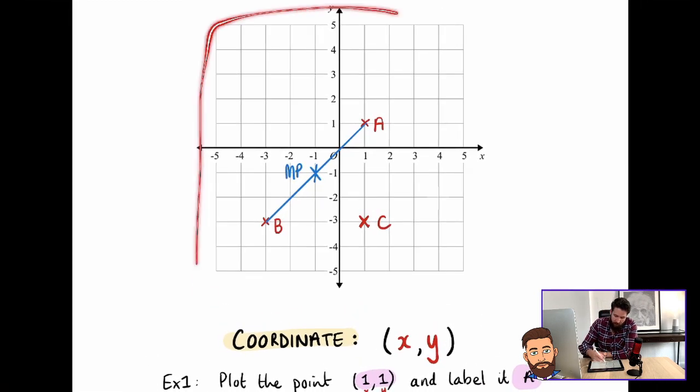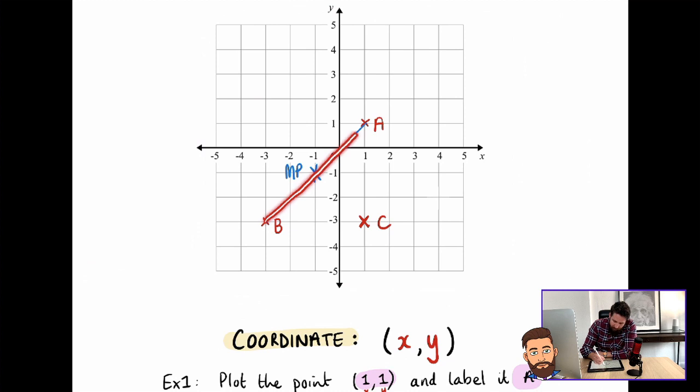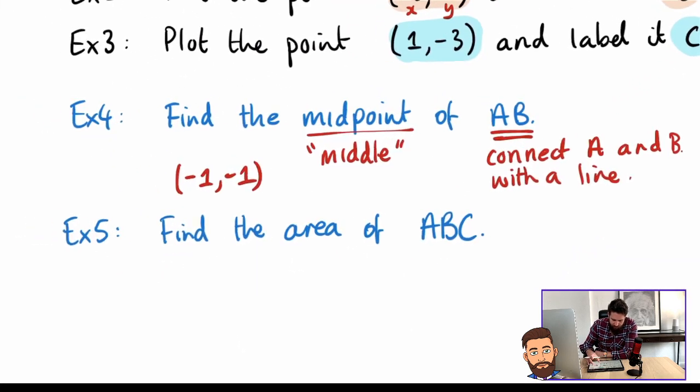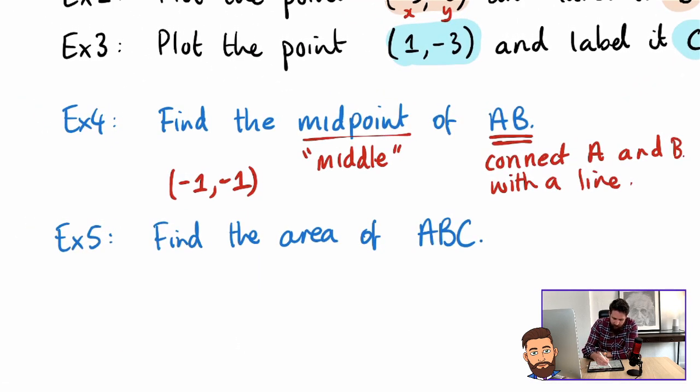Sometimes you don't have a graph to use, and the lines aren't very nicely drawn, and the axes and the grid behind isn't very accurate. So you're going to need a way to find the midpoint without doing it visually, and we'll look at that in further examples. So example 5, it says, find the area of ABC. Well, area, we know, means the space inside. So usually we've got a formula depending on the shape.